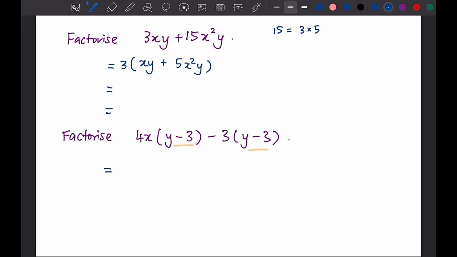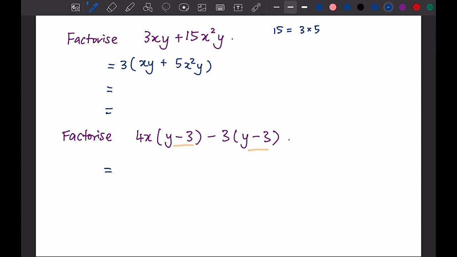So let's deal with factorizing algebraic expressions. So we have the first case, or the first question: factorize 3xy plus 15x squared y. Alright, so in this type of problem, we need to identify between the two terms, are there any common factors? So therefore we can see for the numbers 3 and 15, the common factor of 3 and 15 is 3. So I'm going to extract the 3.